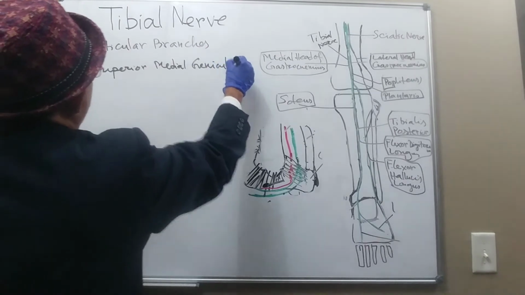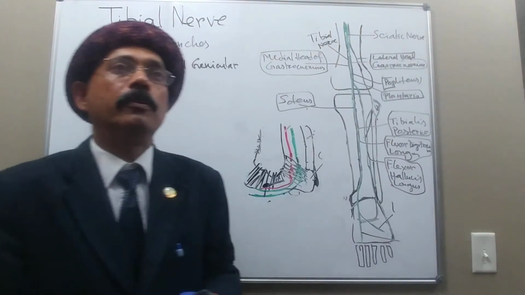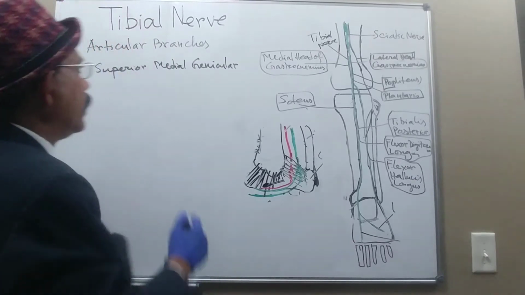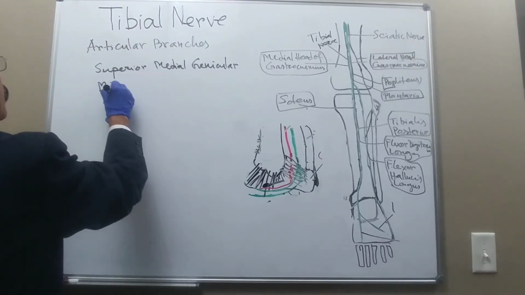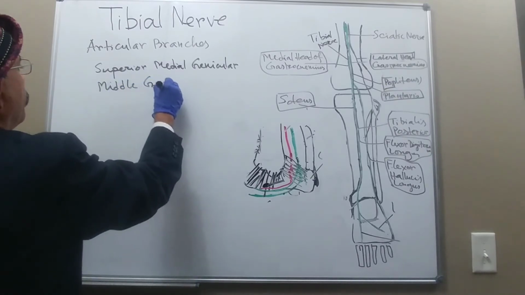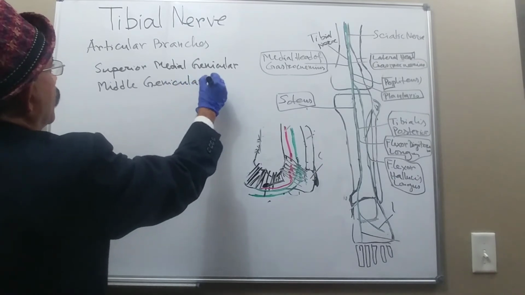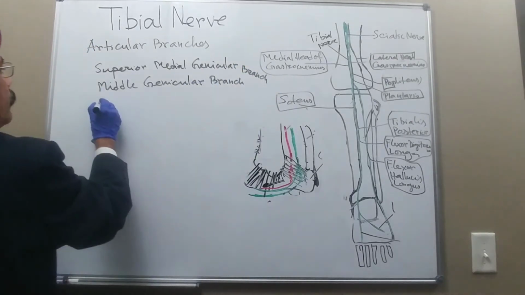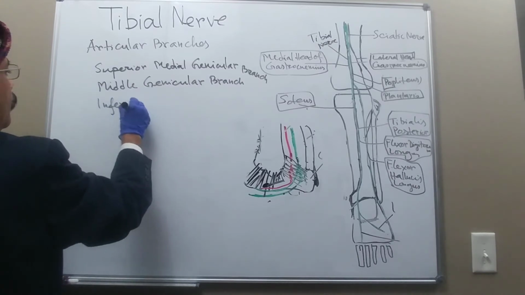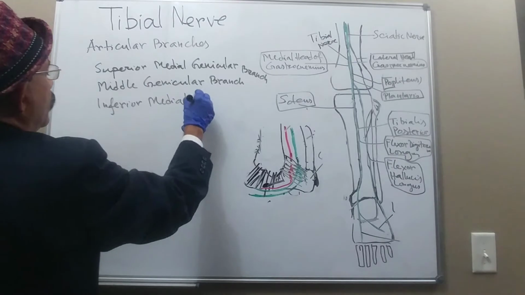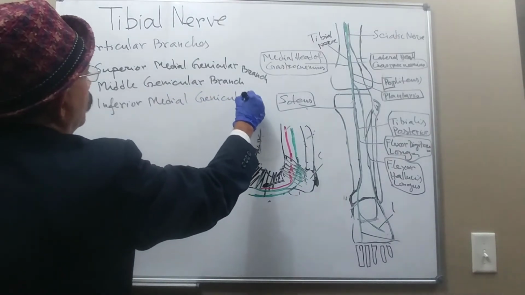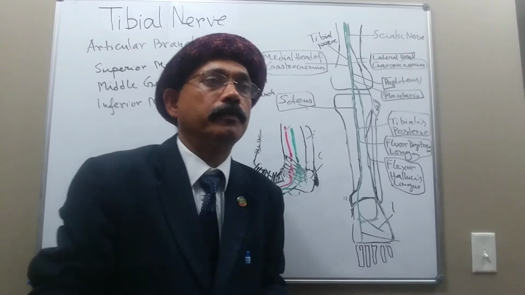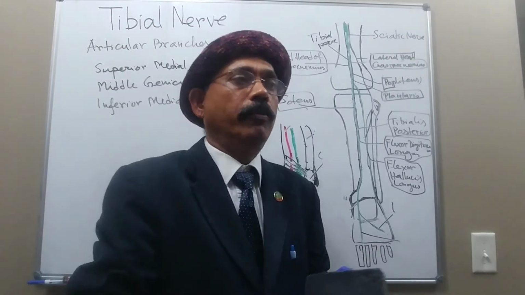Okay, so we have articular branches in the popliteal region: the superior medial genicular branch. Okay, one. Then we'll get the middle genicular branch. Okay, we have the inferior medial genicular branch. So we have the articular branches.